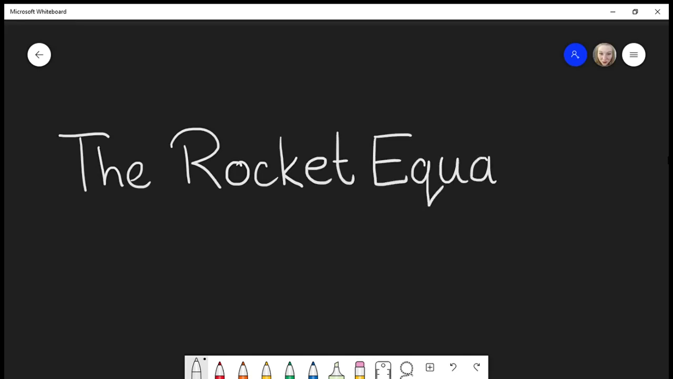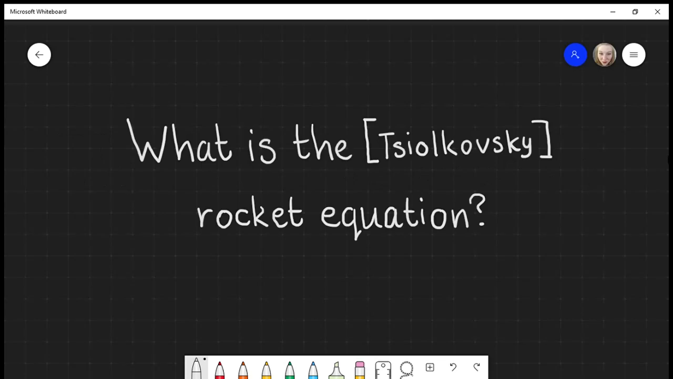Now we'll have a look at the rocket equation itself. Before we derive the rocket equation, I'm just going to explain a little bit about the equation and why it's important. So, the rocket equation has a few names that I'm just going to let you know about just to be aware of.